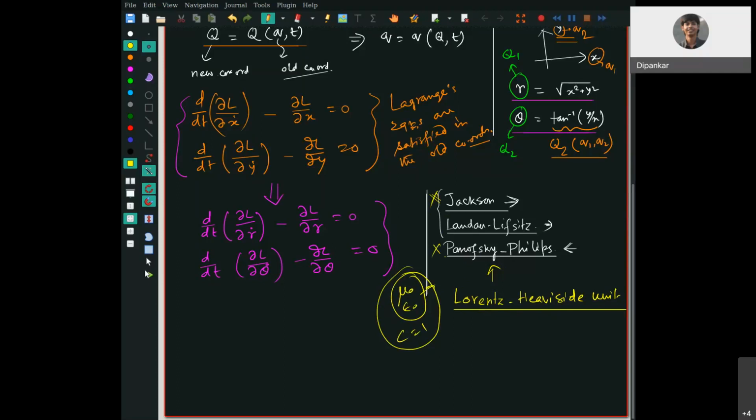But I personally do not like to keep track of powers of c. So that's why I use this unit. It's called the Lorentz-Heaviside unit. I don't know if it has been introduced in your electrodynamics course or not, but get used to that. Perhaps I gave the homework problem in this. If you do not use this unit, then you will have mu 0, epsilon 0 flying around everywhere.